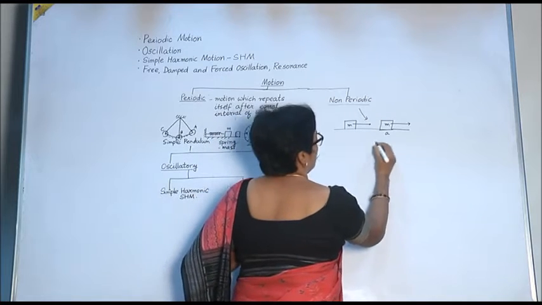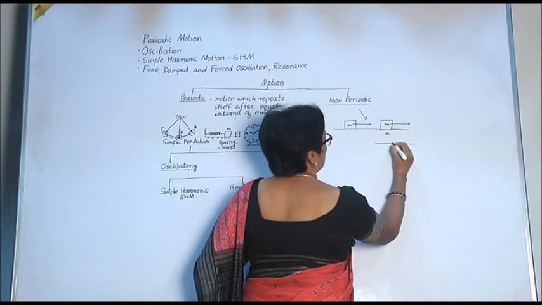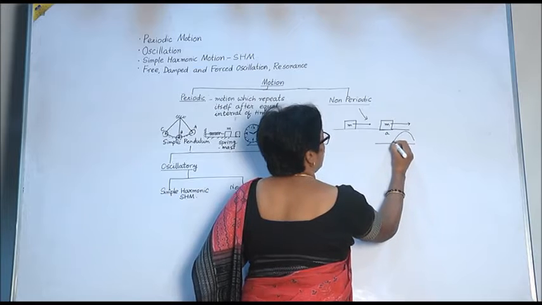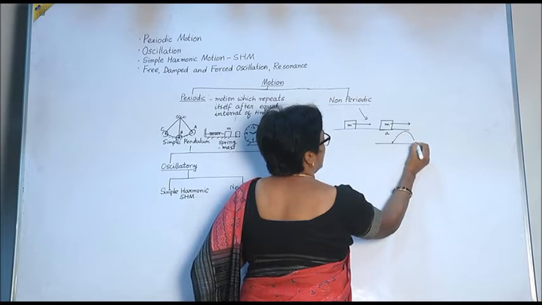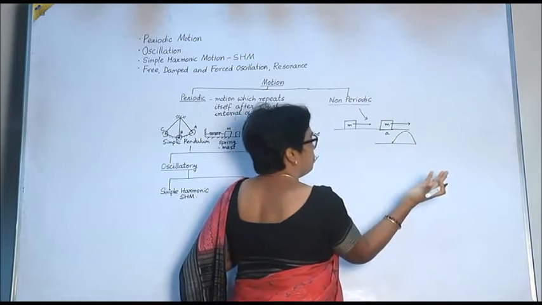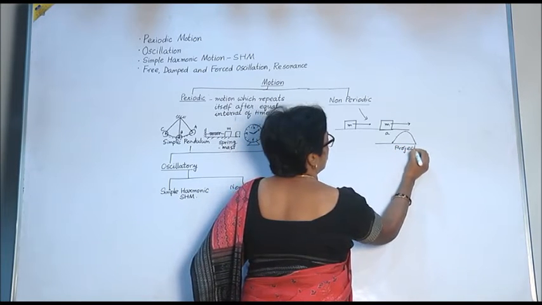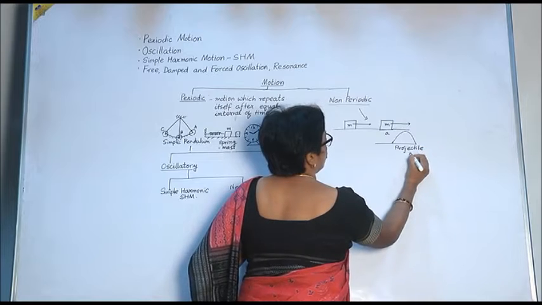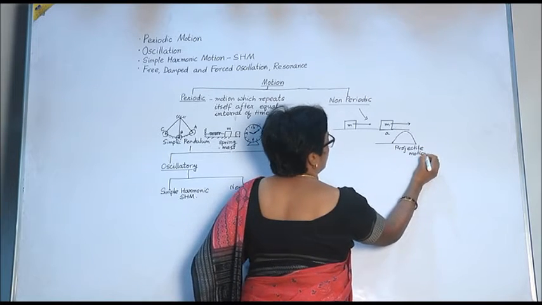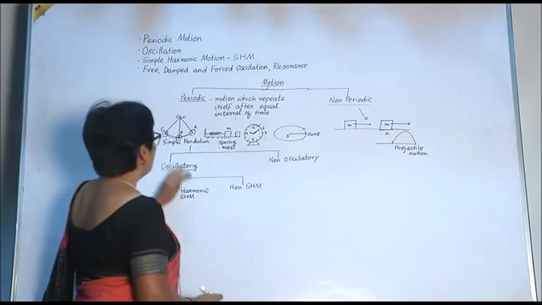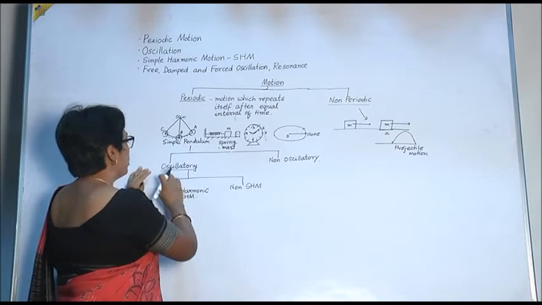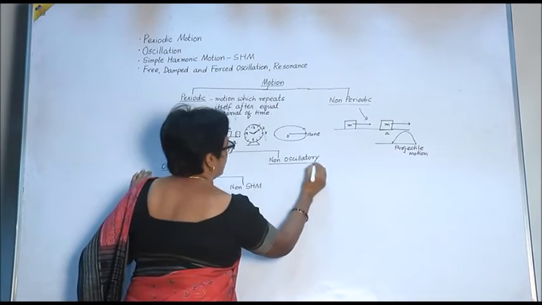Or take the case of projectile motion. When you are throwing a stone, it is going up and coming down, falling here. This motion is not repeated. So, a projectile motion of a stone when projected upward is also non-periodic. Now, out of the periodic motions, some are oscillatory, some are non-oscillatory.